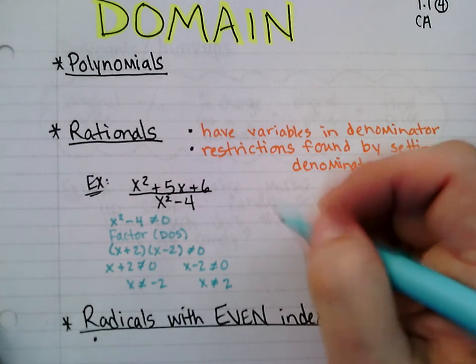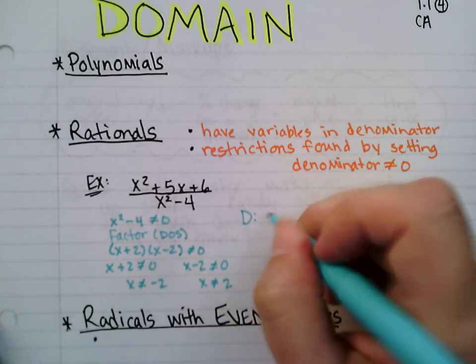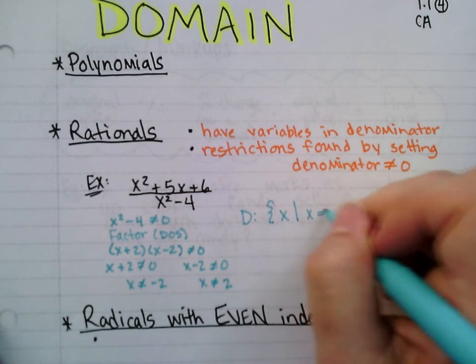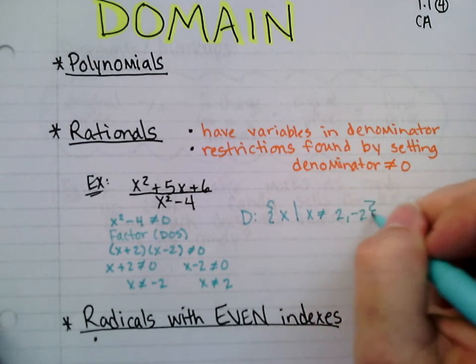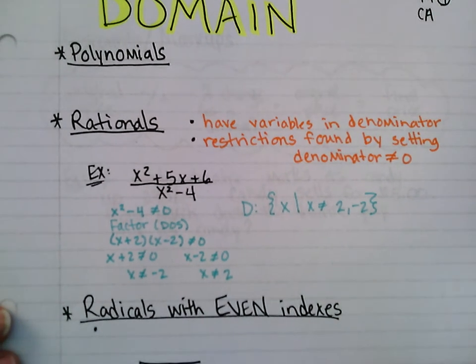If we're putting it in set builder notation, the domain would be the curly brace x such that x cannot equal 2 and negative 2. But there's a couple of other ways that we can put that. One is on a number line. And then the other thing we're going to do is interval notation. And we will cover interval notation in a lot more detail in section 5.